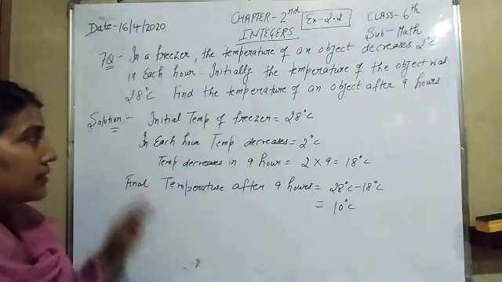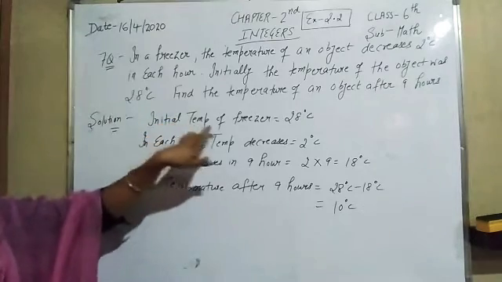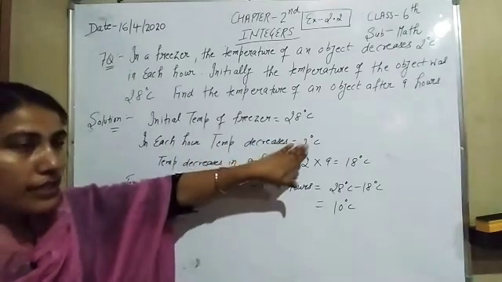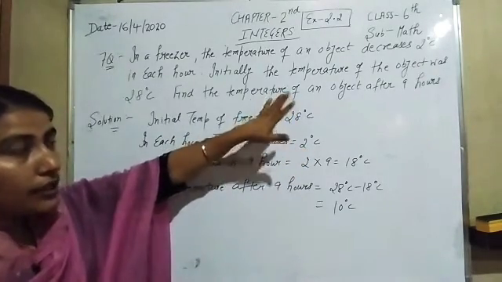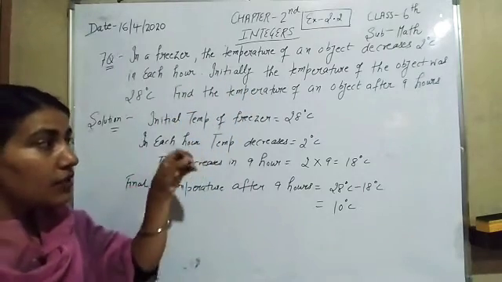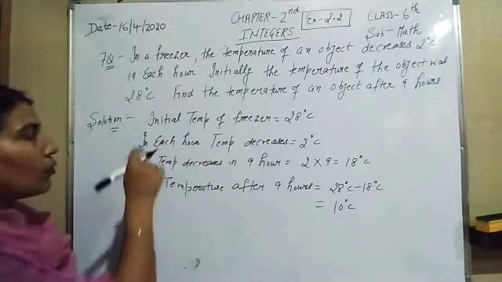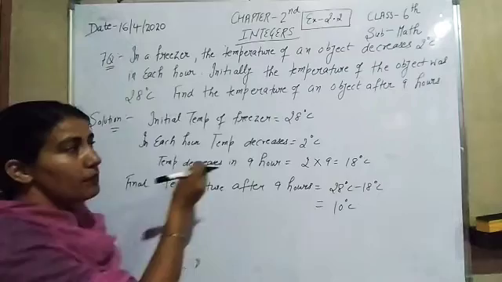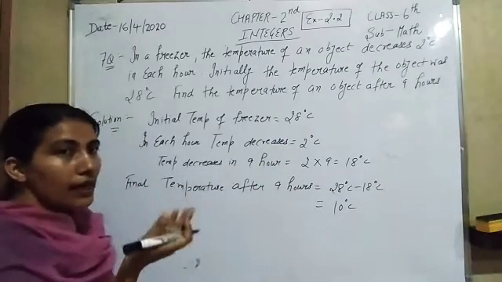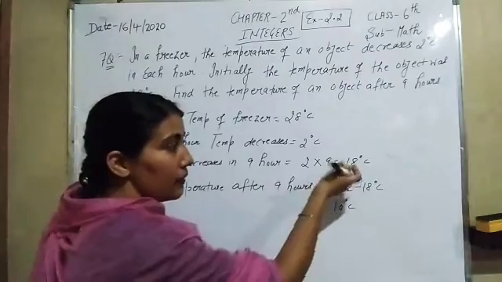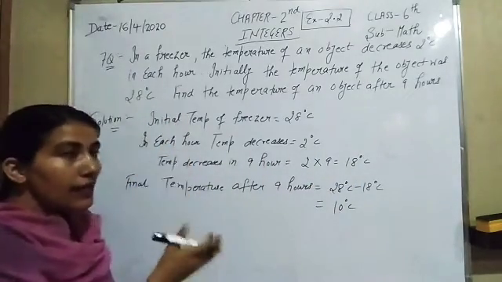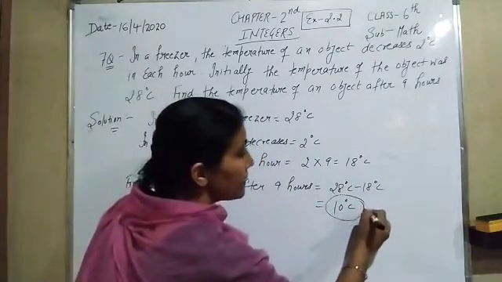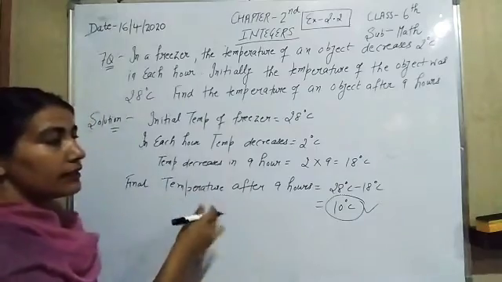I'm going to repeat this again so that you can understand it easily. We are given that the initial temperature of the freezer is 28 degrees Celsius, and in each hour the temperature decreases 2 degrees Celsius. We have to find out the temperature after the 9 hours. Now listen, the initial temperature is 28 degrees Celsius, and in 1 hour it will decrease 2 degrees Celsius. During the 9 hours it will decrease 2 multiplied by 9, that means 18 degrees Celsius. And after 9 hours it will be 28 minus 18 degrees Celsius, that means 10 degrees Celsius will be the temperature after the 9 hours.